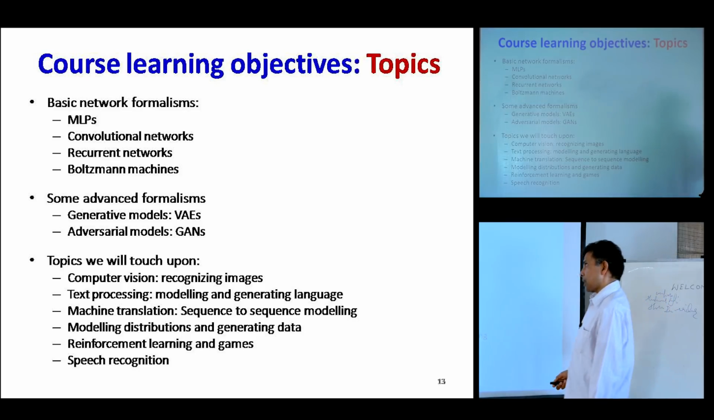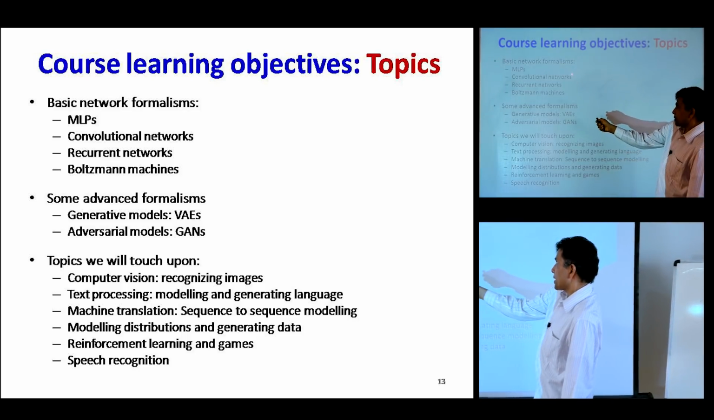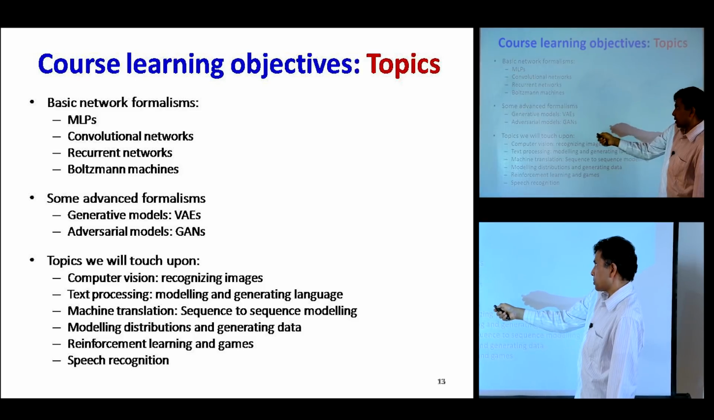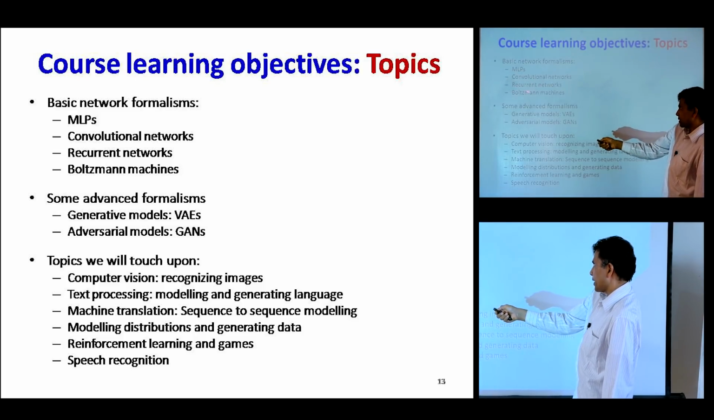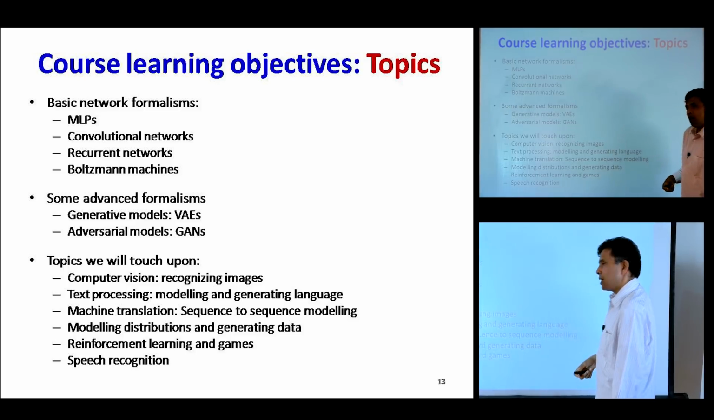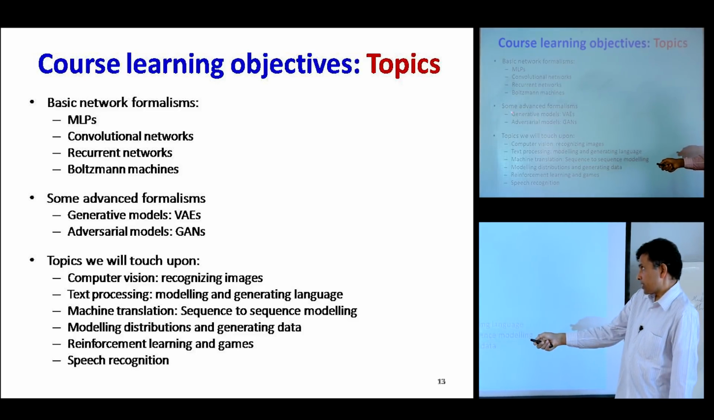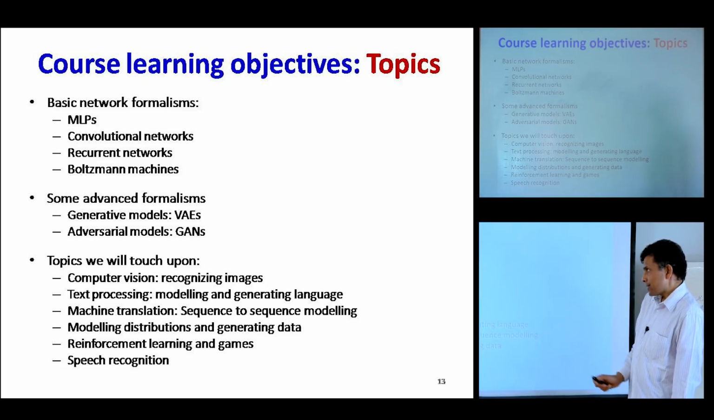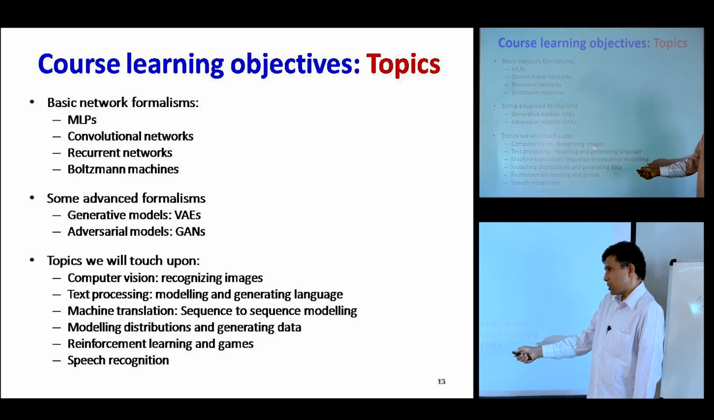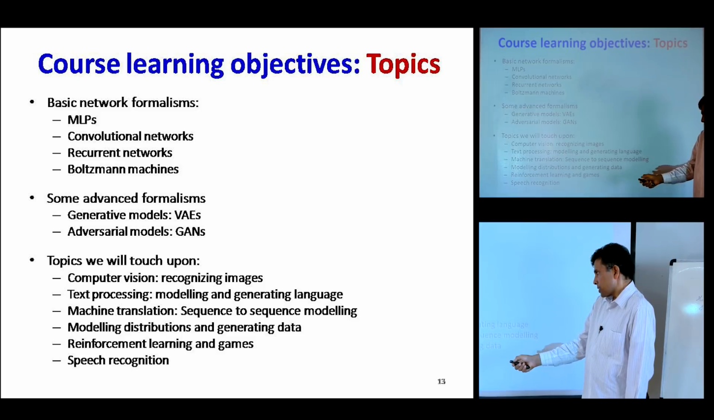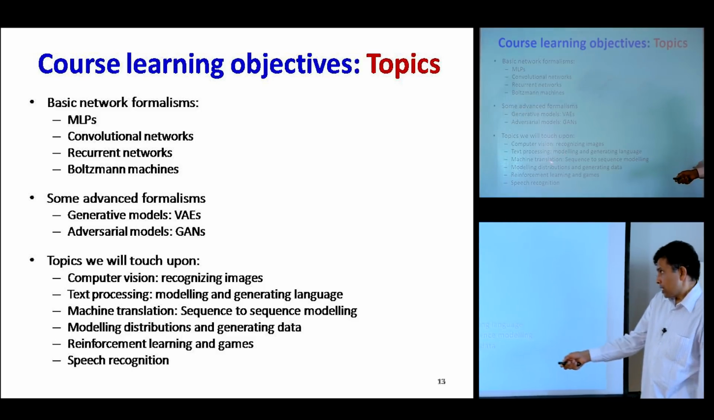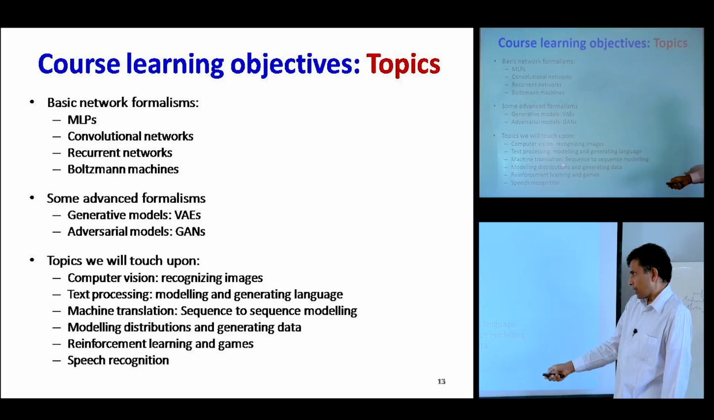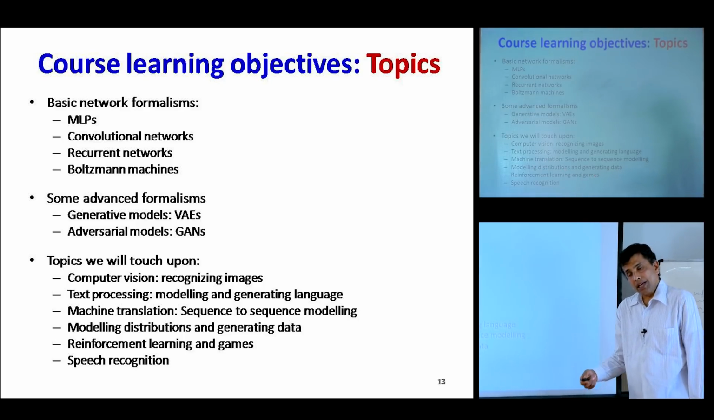The topics we will cover are these. We're going to go through basic network formalisms, including multi-layer perceptrons, convolutional networks, recurrent networks, Boltzmann machines. We will look at some advanced formalisms like generative models such as variational autoencoders and adversarial models like GANs. We will touch upon several practical topics like computer vision, how you recognize images, text processing, modeling and generating language, machine translation, that is sequence-to-sequence modeling, modeling distributions and generating data, reinforcement learning in games, and speech recognition.